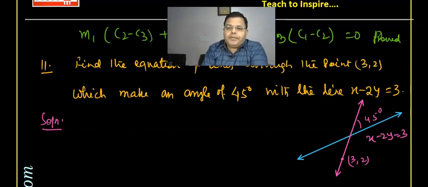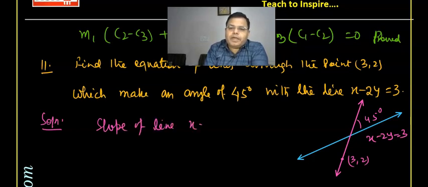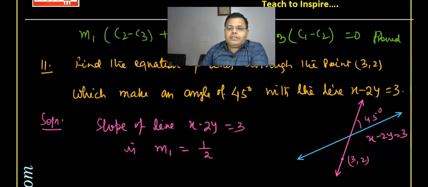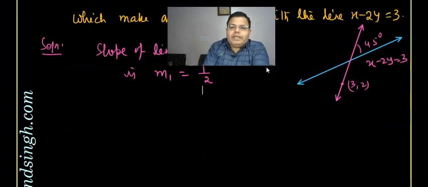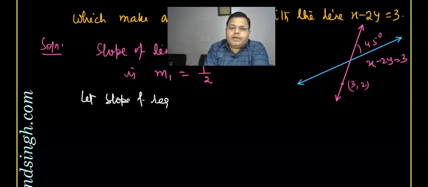So we can have the slope of the line x minus 2y is equal to 3. M1 is equal to minus coefficient of x upon coefficient of y, that is 1 by 2, and let the slope of the required line be m2.